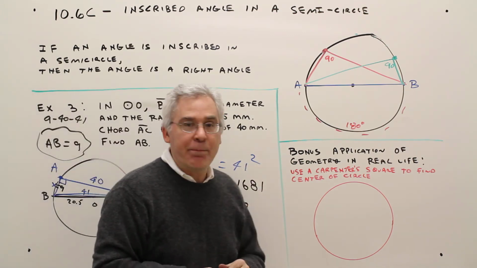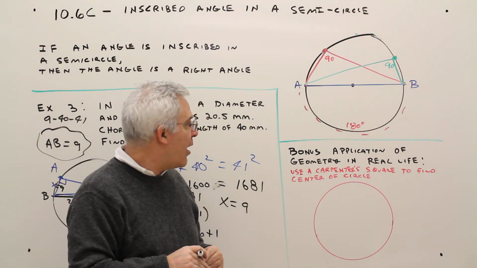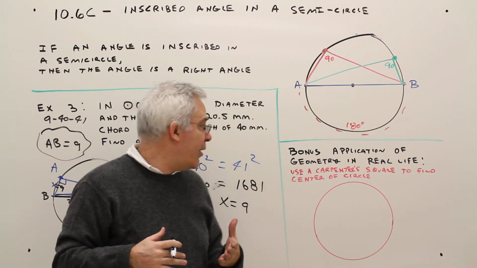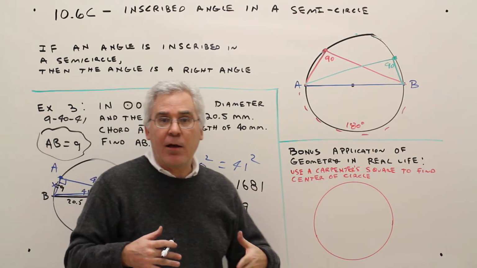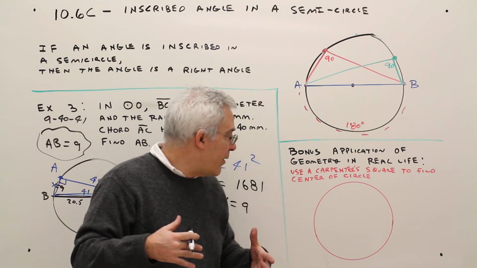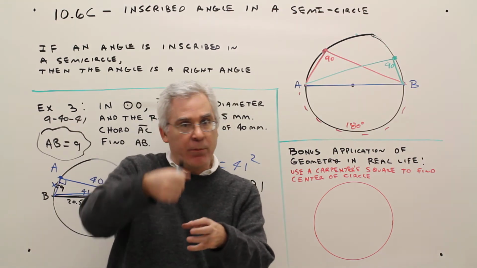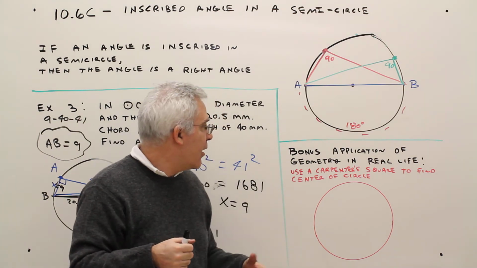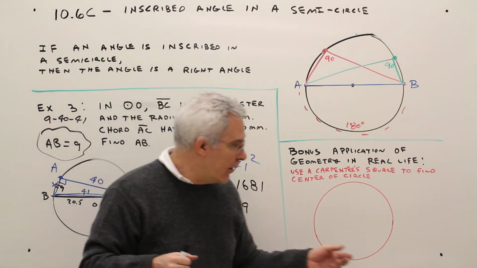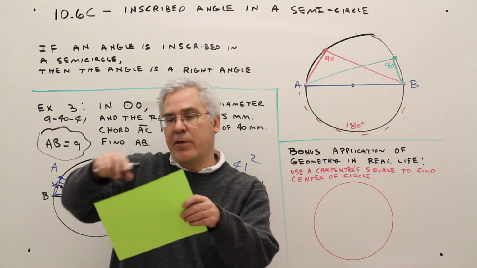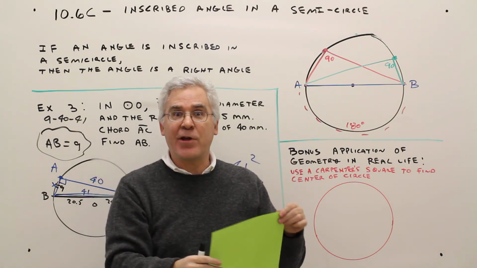Okay, so here's a bonus application. We'll be doing this later in the construction unit. And this is where geometry could be used in real life. So let's suppose that we have a piece of wood, a circular piece of wood, and we want to drill a hole in the exact middle, maybe for an umbrella or something to go through it. It says use a carpenter square to find the center of the circle. So a carpenter square is nothing more than a piece of metal that's got a right angle. So let me show you how to do it.